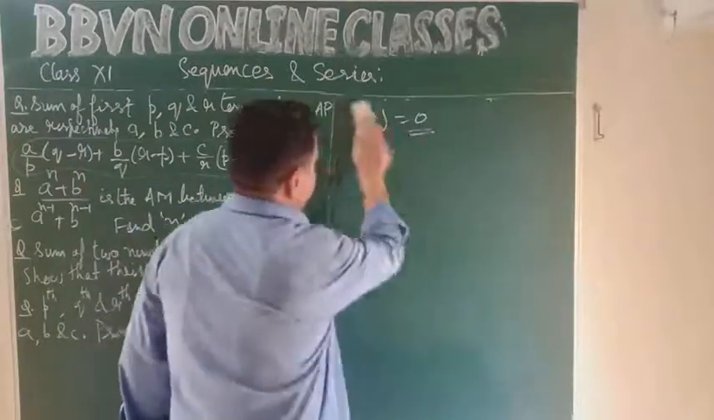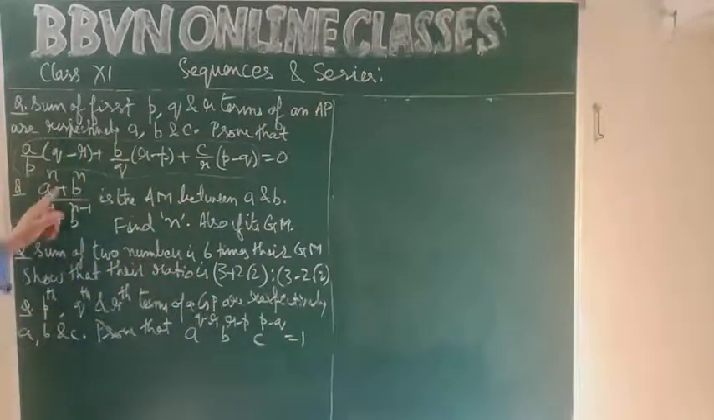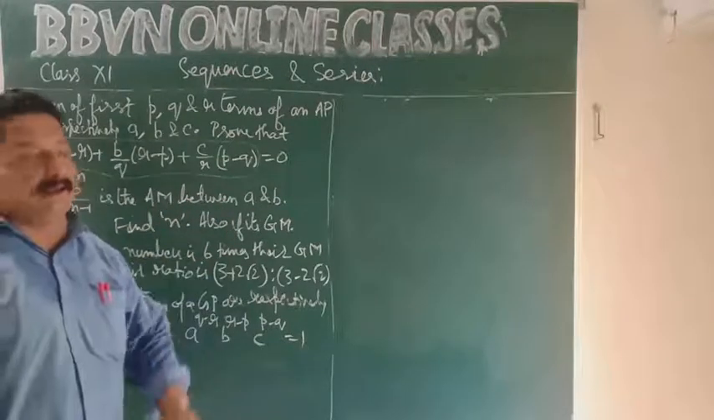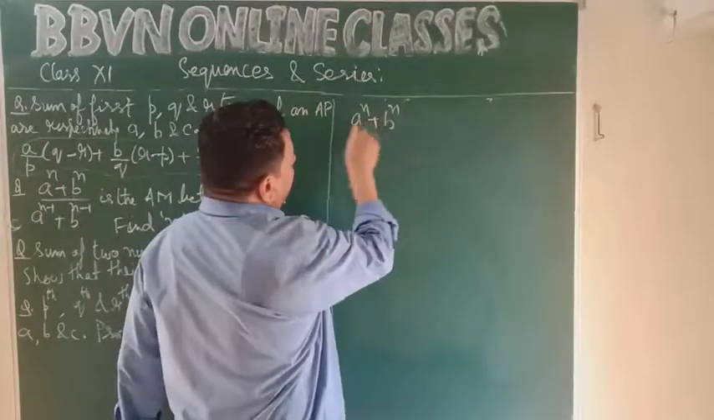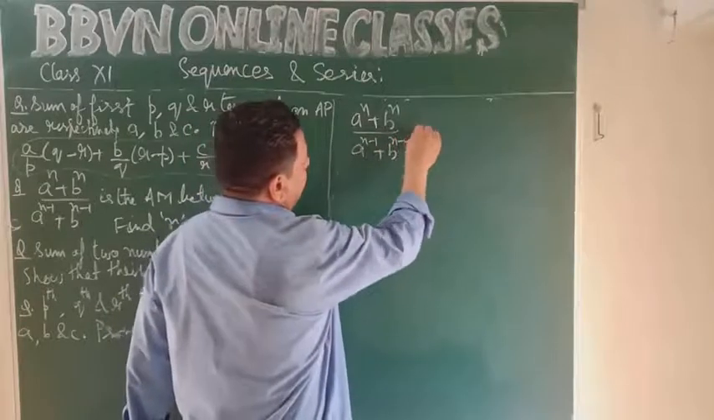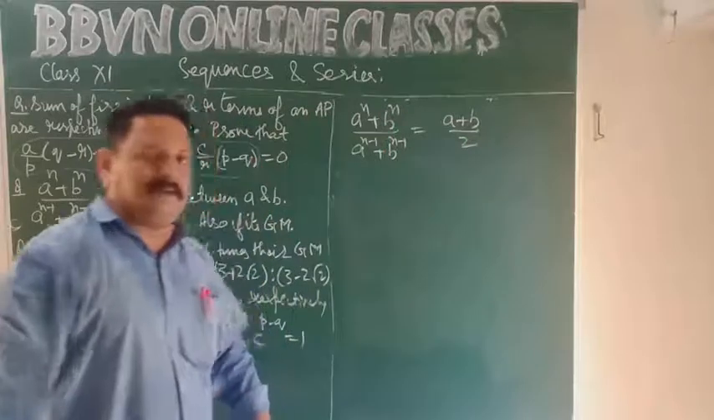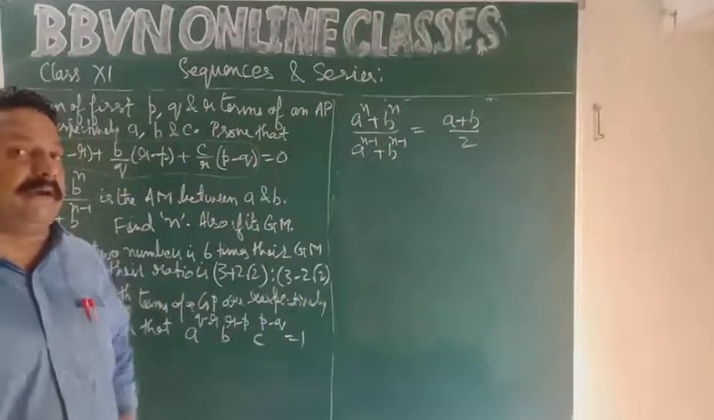Coming to another question. (a power n plus b power n) upon (a power n minus 1 plus b power n minus 1) is the arithmetic mean between a and b. It means (a power n plus b power n) upon (a power n minus 1 plus b power n minus 1) is equal to (a plus b) by 2. Arithmetic mean between a and b is (a plus b) upon 2. Right? Now we have to find the value of n.